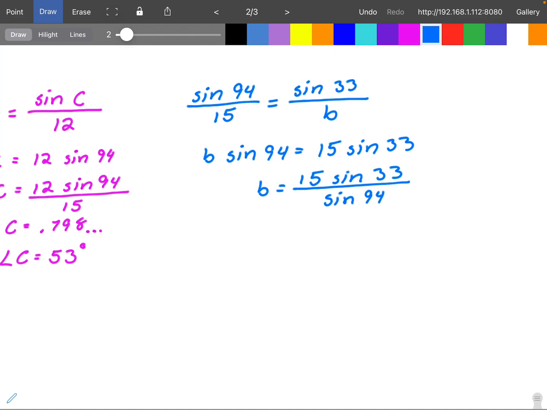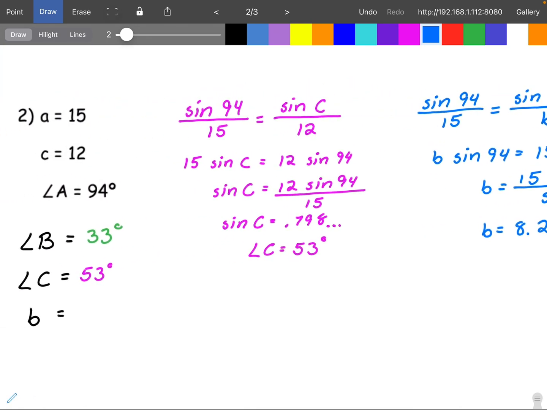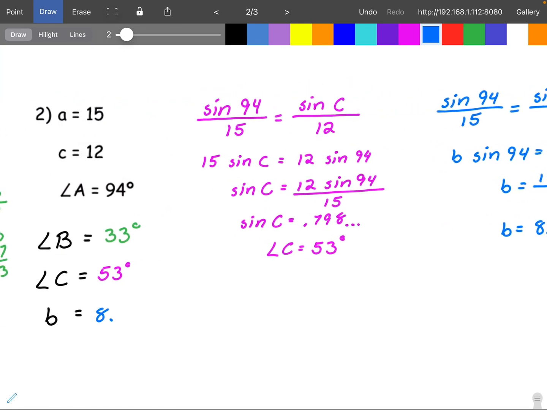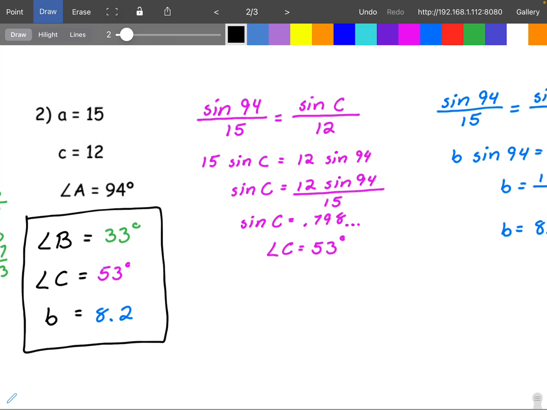Now, we're not finding an angle this time. We're finding a side length, which means I do not need to do the inverse. I'm going to simply type that fraction into my calculator, and it's going to give me the length of side B. So remember, type in the top first and hit enter. Then divide that answer by sine 94. When you do that, you should get that side length B is approximately 8.2 after we round it to the nearest tenth. So I go over here, fill that into my list of things that I needed to find, and I can see now that my list is complete. Therefore, I have my triangle and I'm done.